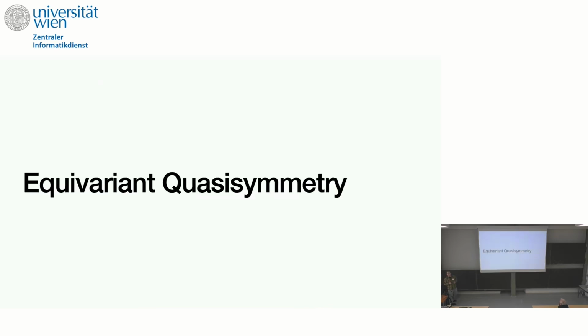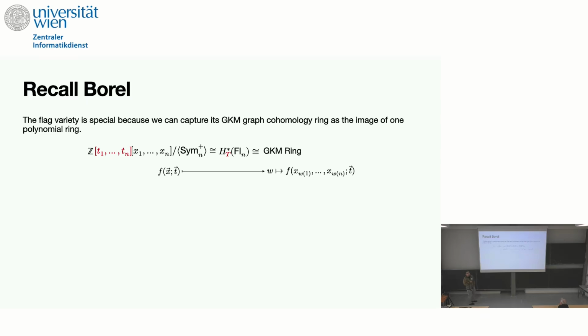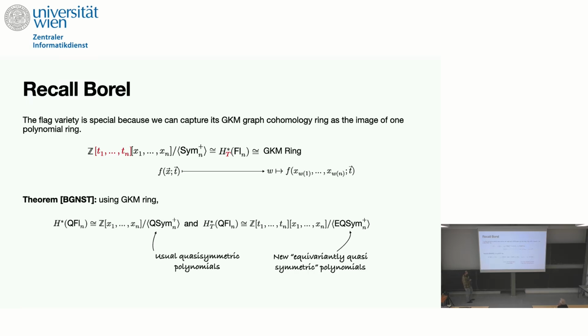So I want to wrap up by talking about polynomials. I told you earlier in the talk that the cohomology ring of this space is isomorphic to the polynomial ring modulo symmetric polynomials. And we were able to find something similar for our space. Using this GKM ring construction with non-crossing partitions, we were able to show that the cohomology ring of the quasisymmetric flag variety is the polynomial ring modulo quasisymmetric polynomials. And the equivariant cohomology ring is polynomials in two sets of variables modulo a new set of equivariant quasisymmetric polynomials.